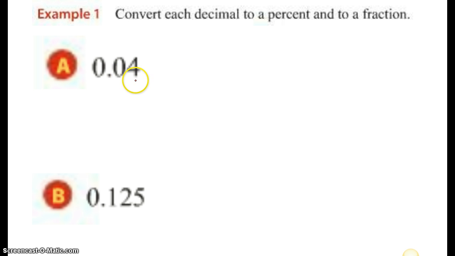Here we're just going to move our decimal place 2 spaces, which would be like multiplying by 100, and so we would have 4%. And then 4% would be 4/100ths. That is exactly how you would read the decimal 0.04. This is the tenths space, this is the hundredths space, so we would have 4/100ths.